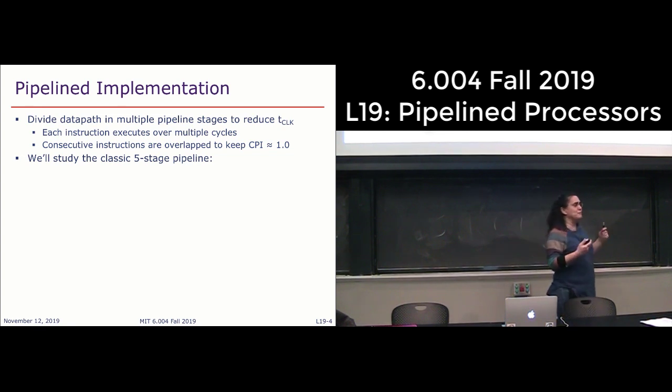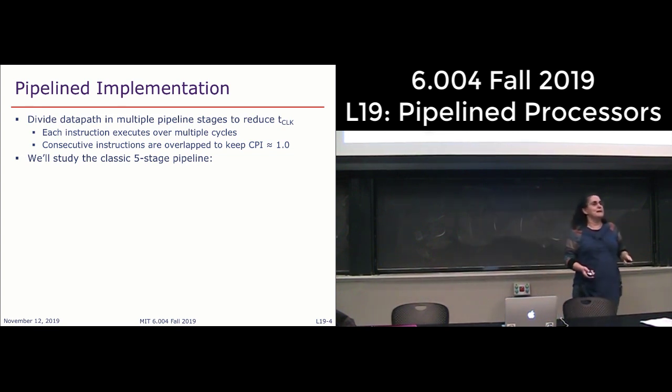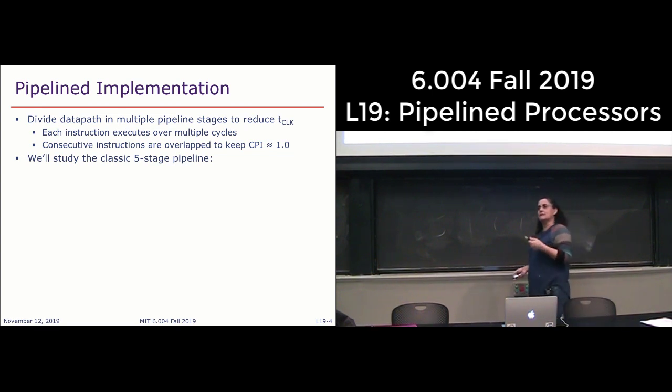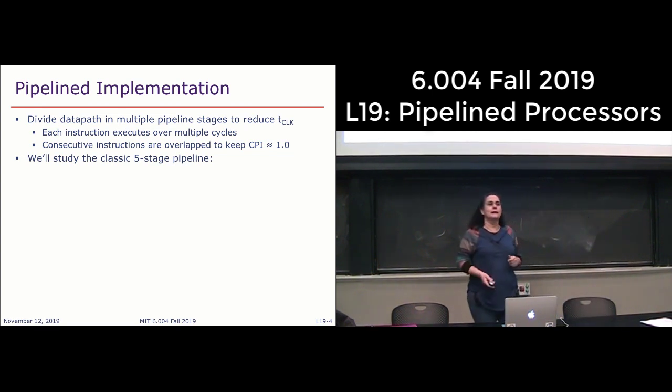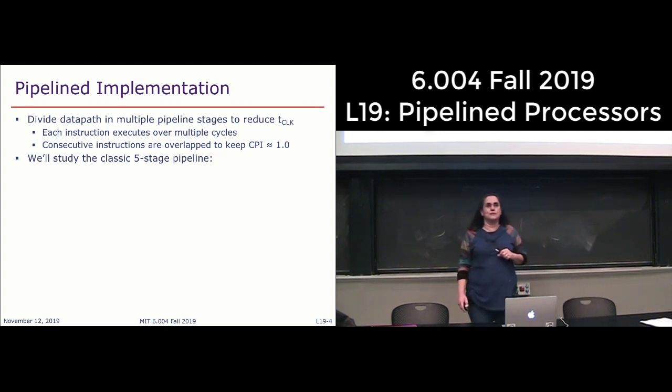However, if I'm able to fill my pipeline and then execute 5 instructions all at the same time, then essentially I'm going to be completing 1 instruction per cycle, and so I'll be able to maintain a CPI of 1. Okay, so what happens in a classic 5-stage pipeline?